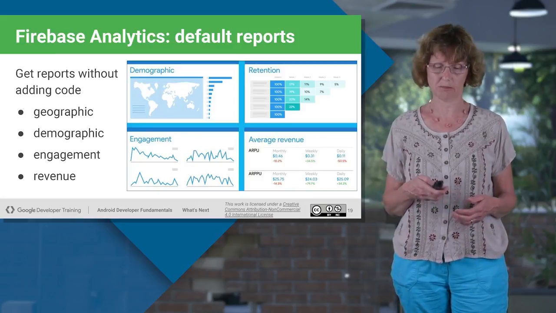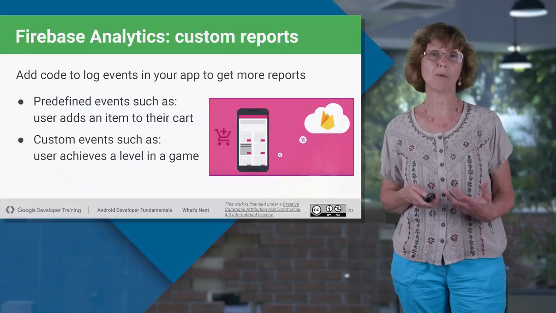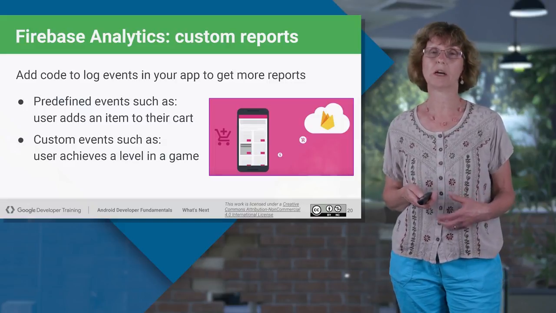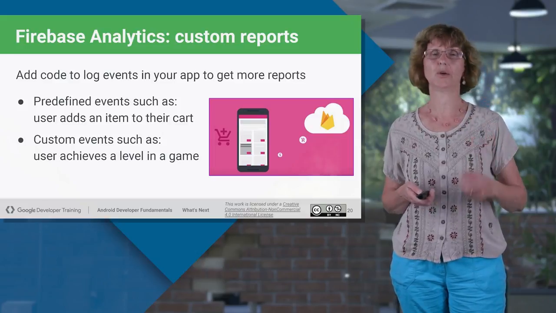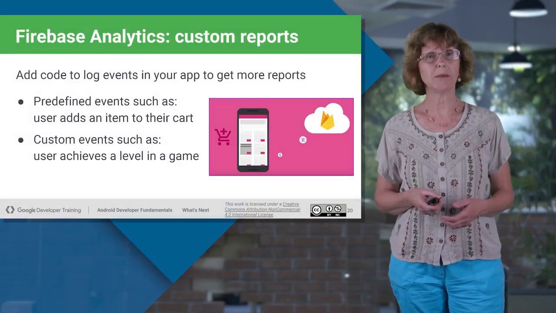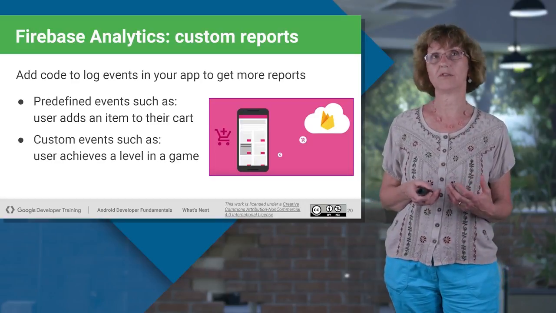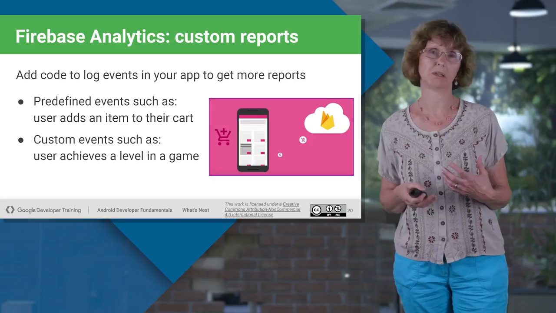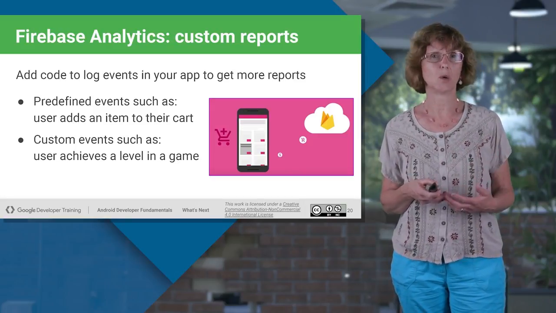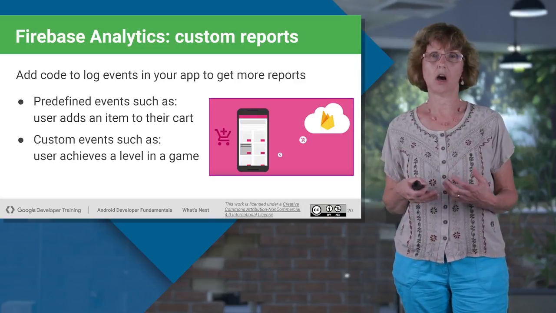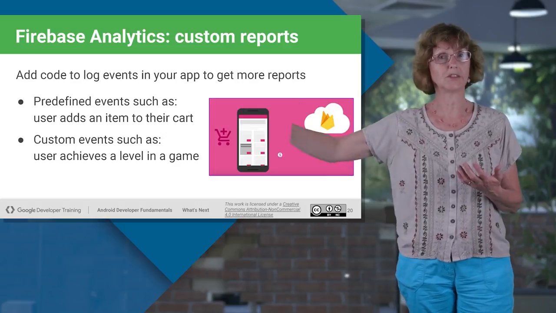Everything's very, very anonymous. These reports you basically get without having to add any code to your app other than updating your build.gradle files. You don't need to add any code to your source code. But there may be other kinds of events that you want to track. For example, if you have a shopping app, you may want to track when do people put things in their cart? When do they take them out of their cart? Of all the people who put things in their cart, how many actually got all the way to the checkout?